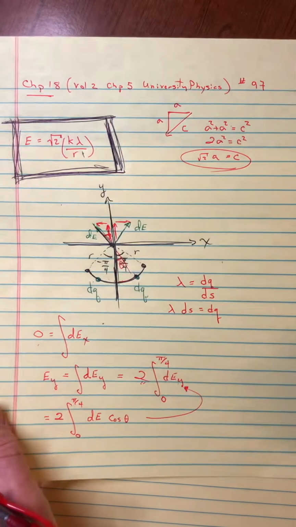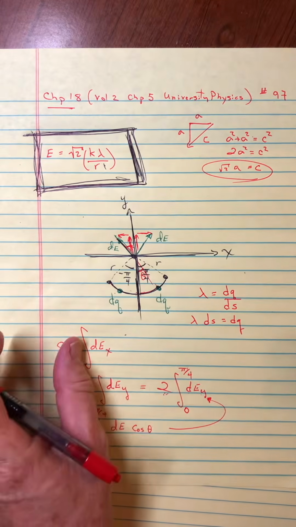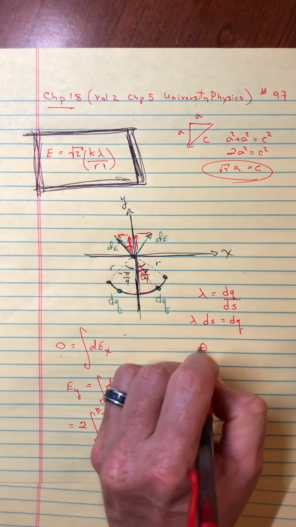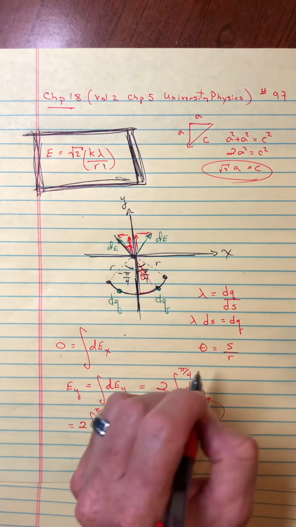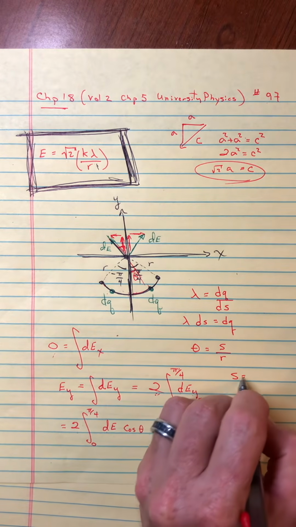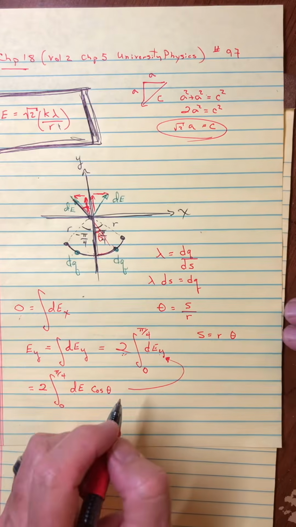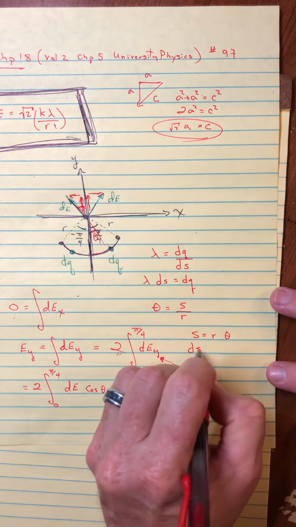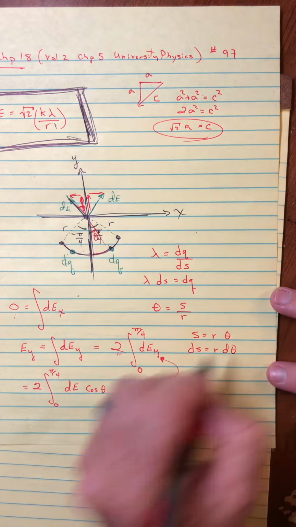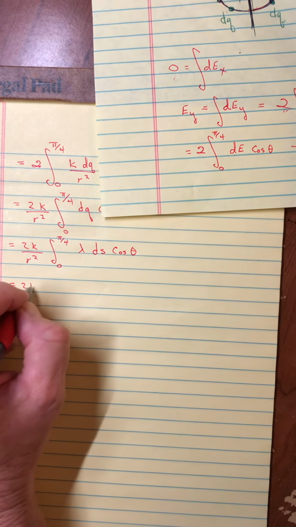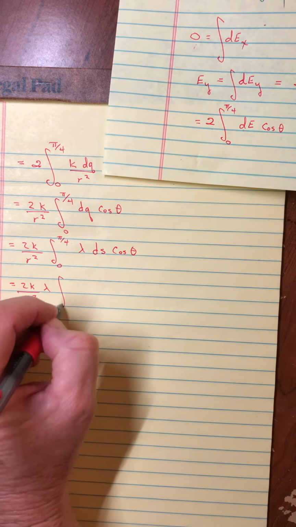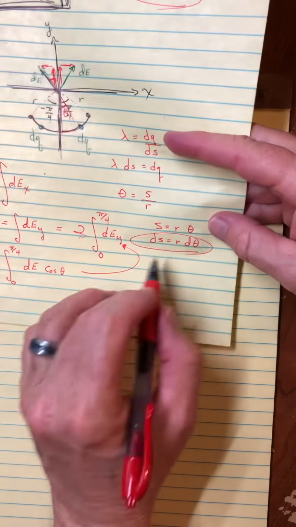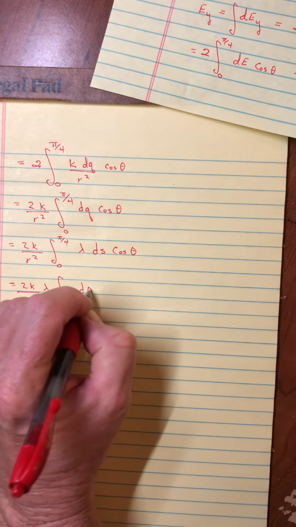Now also, like we did in 84, this is nice, remembering that the definition of an angle in radians is the arc length divided by the radius. Or rearranging this, arc length is r times the angle. And then taking the differential, ds is then r d theta. And so now I can come over here and take the lambda out and replace the ds with an r d theta.